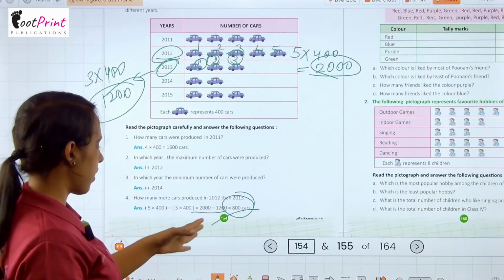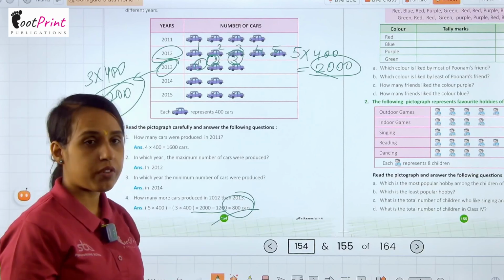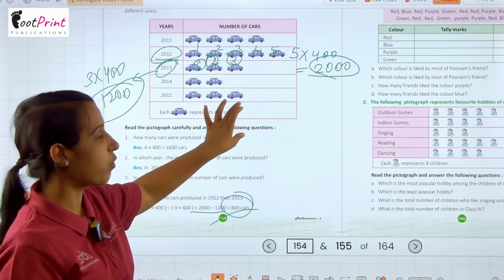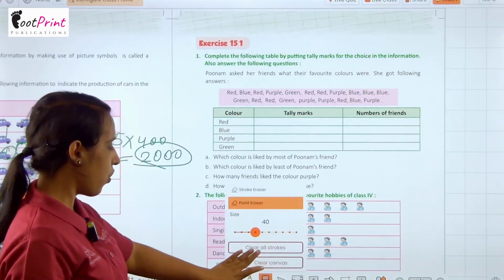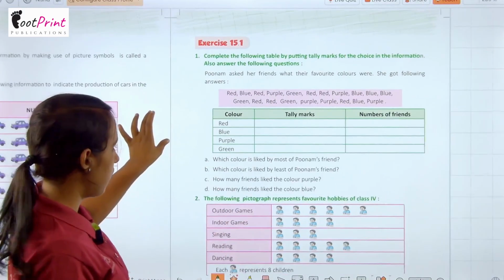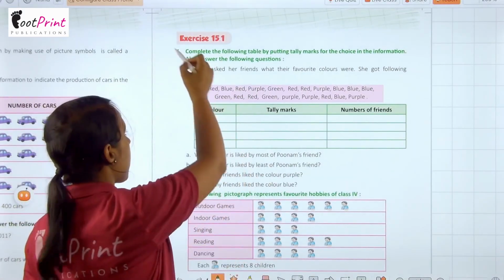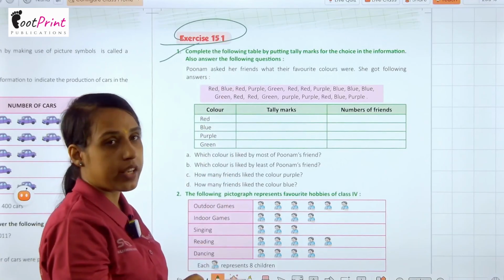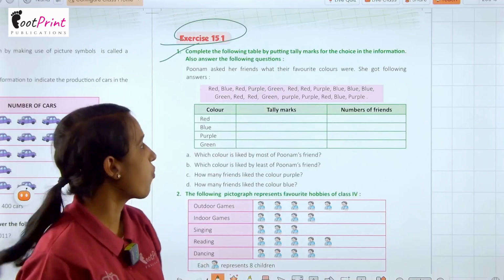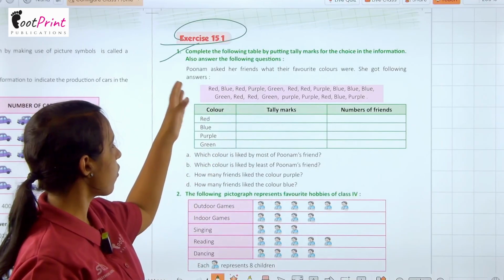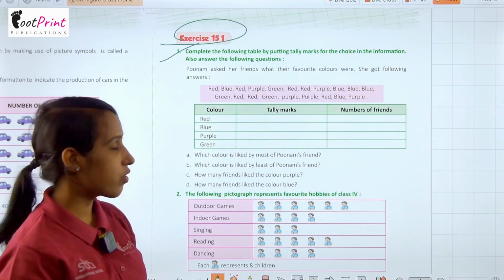So here we can say 800 cars were produced in 2012 than in 2013. Okay, now we have an exercise on the basis of the concept of pictograph. Let's see here. Exercise 15.1, question number 1 is, complete the following table by putting tally marks for the choice of the information. Also answer the following questions.